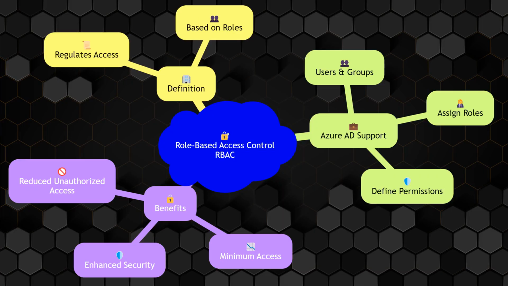Role-based access control (RBAC) is a method of regulating access to resources based on the roles of individual users within an organization. Azure AD supports RBAC, allowing administrators to assign roles to users and groups and define permissions based on those roles. This ensures that users have the minimum level of access necessary to perform their tasks, thereby enhancing security and reducing the risk of unauthorized access.